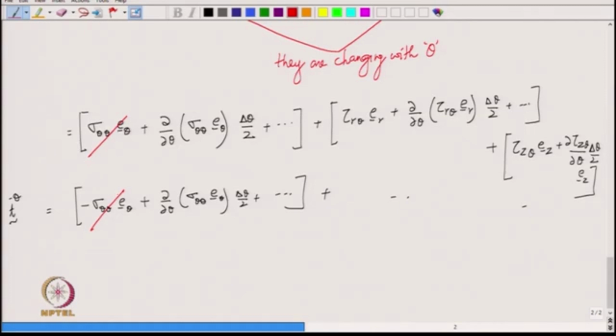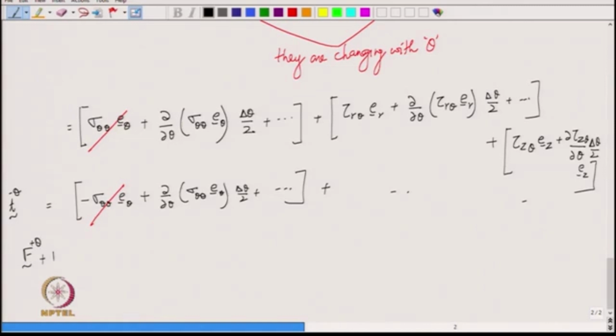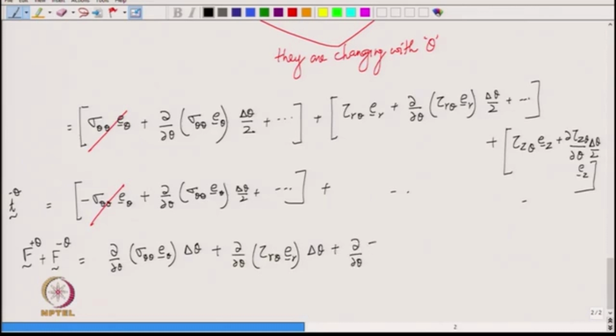So, what is the total force then? Total force on plus theta and minus theta, that is going to be del over del theta of sigma theta theta E theta times delta theta plus del over del theta of tau r theta E r times delta theta plus del over del theta of tau z theta times delta theta, and the whole thing is multiplied with the area of the theta plane, which is delta r into delta z. Okay. And can you now see where are the extra terms coming from?